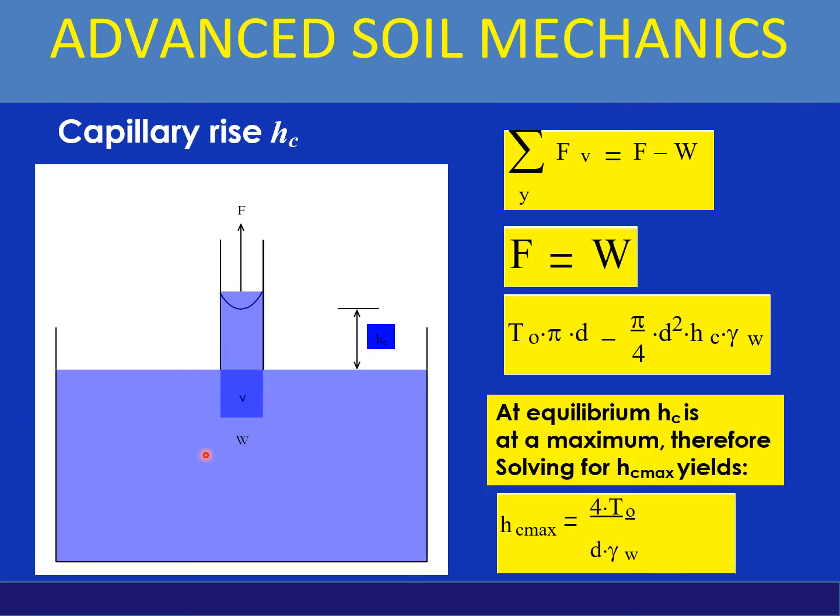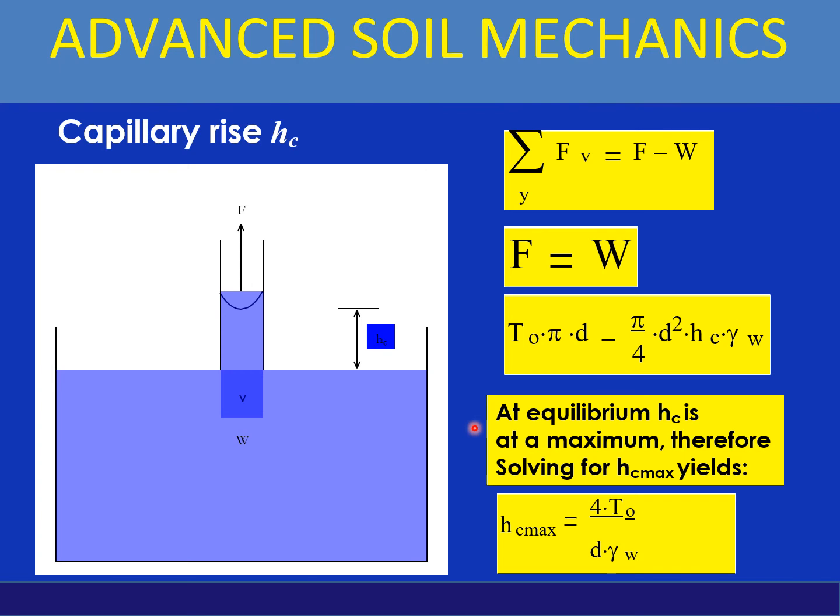So if you just look at this, considering the algebraic sum of forces in the upward direction, that is F minus W, you can say F is equal to W. Algebraic sum of forces in vertical direction is equal to 0, so when you put 0 over here, obviously F is equal to W. The formula for F is capital T naught times pi d, because alpha is being considered as 0, minus pi by 4 d square h, that is the volume of this much water, pi by 4 d square multiplied by h sub c, and multiplying it by gamma w, you get the weight of the column of this liquid.